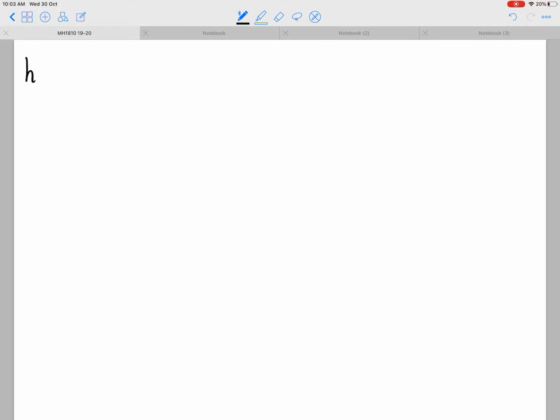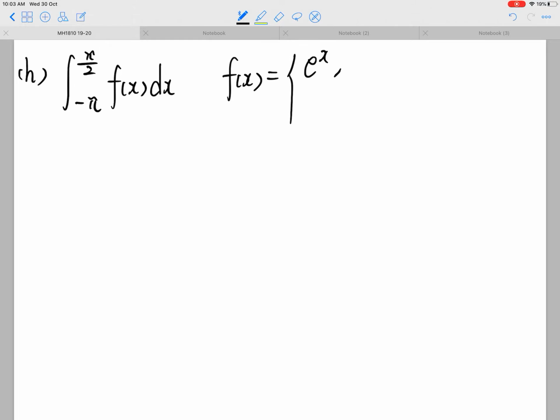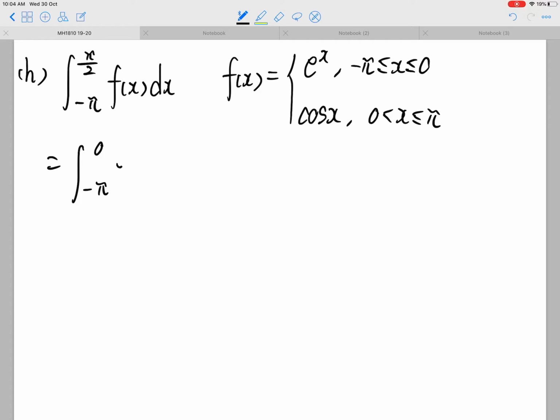Part H. It's the integration of f from negative pi to half pi, where f(x) is e to the power of x when x is between negative pi and 0, and it is cosine x when x is greater than 0 and smaller or equal to pi. So you have to divide this into two parts. The first part is from negative pi to 0, where the function is e to the power of x dx.